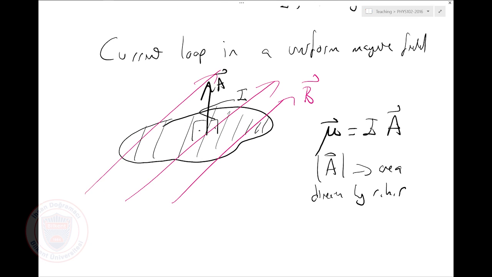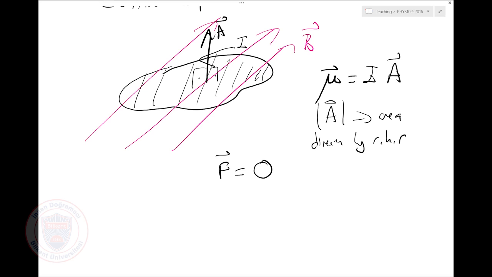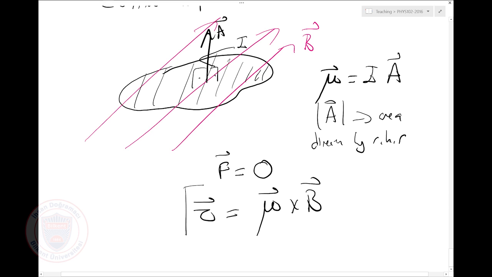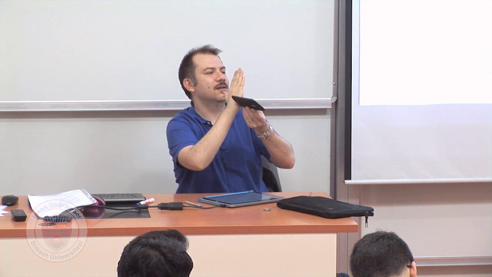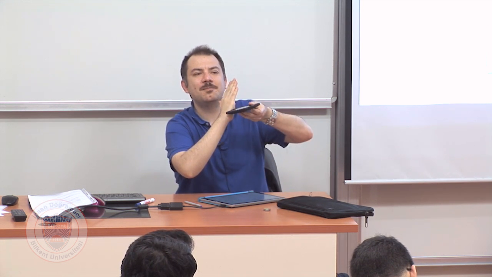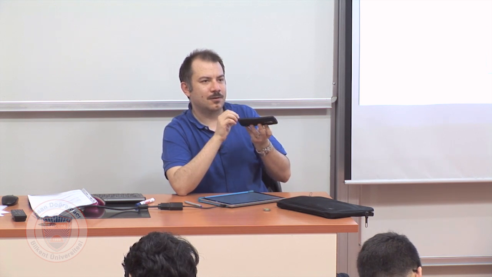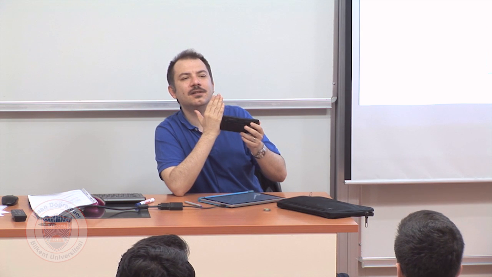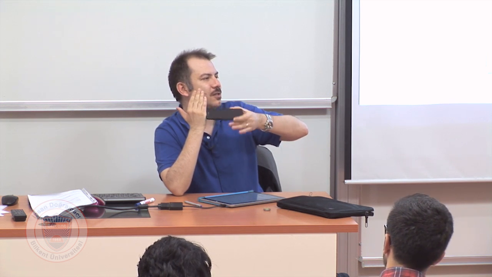And what will be the force on my loop? Zero. The total force in a uniform magnetic field will be zero, but there will be a torque. Torque on my loop will be mu cross B. If this is my current loop and this is my magnetic field, I will see a torque which depends on the angle. But if I keep the magnetic field constant, the most I can get out of the system is oscillations in the direction of my loop.